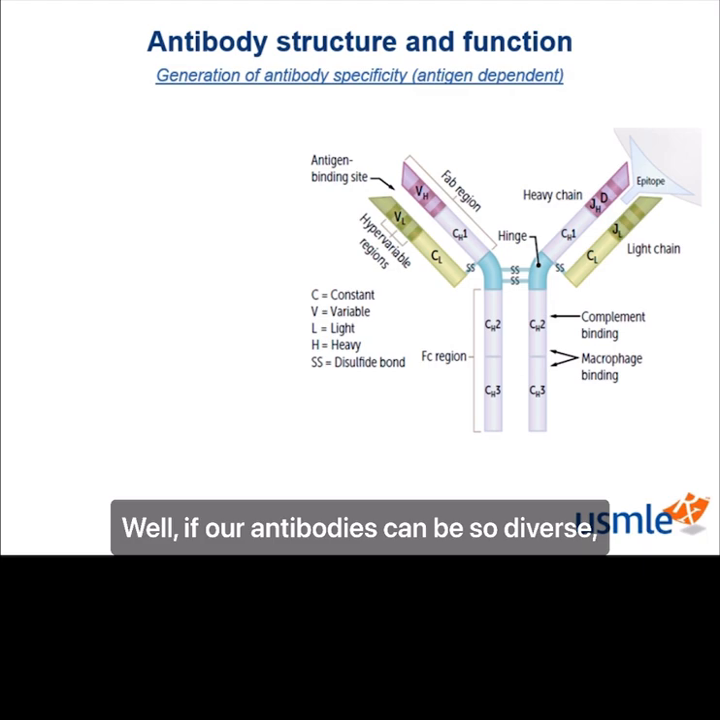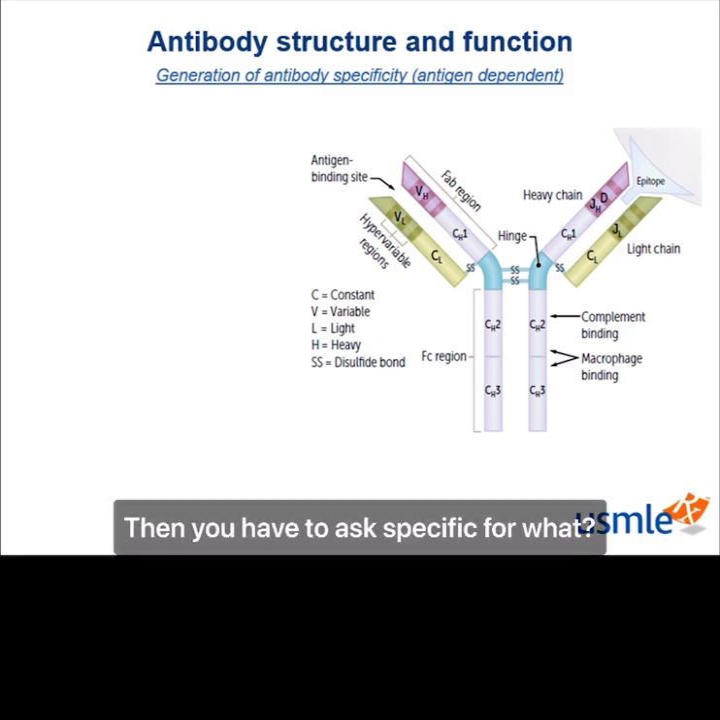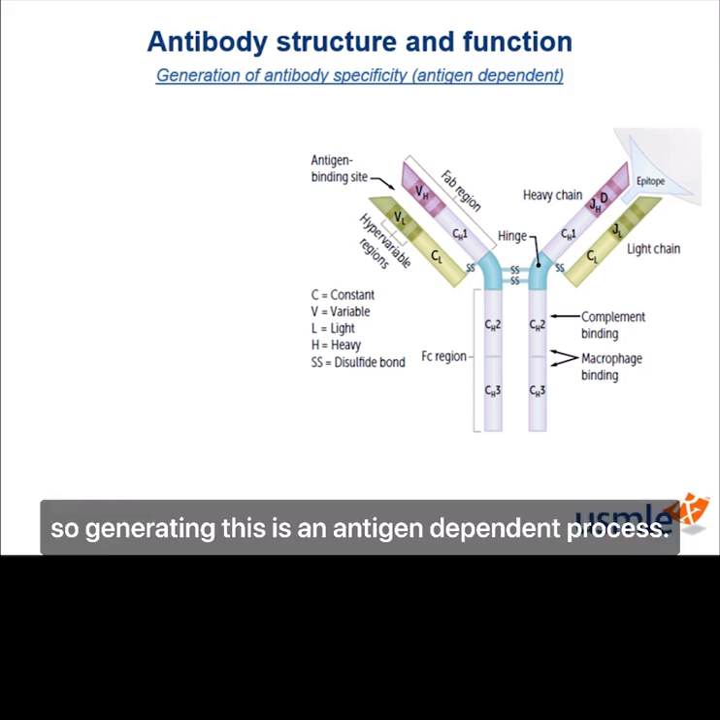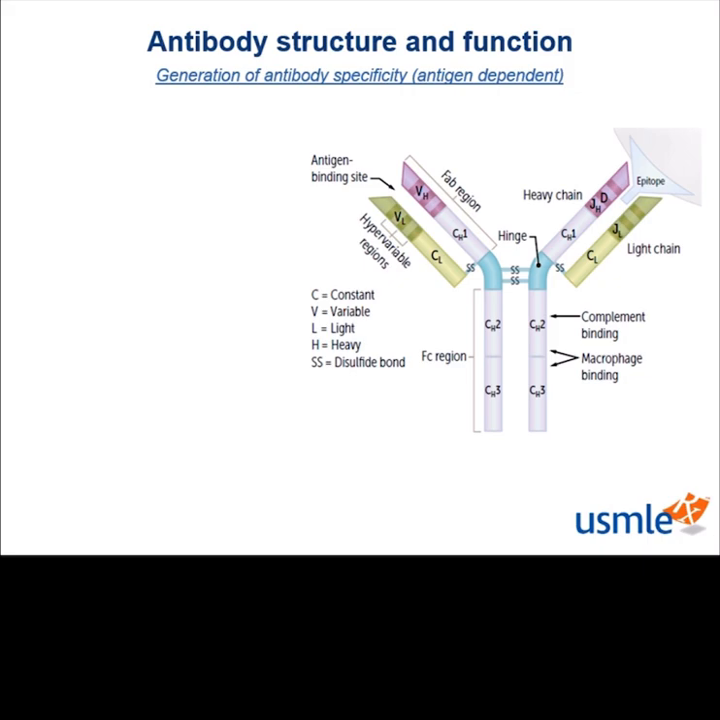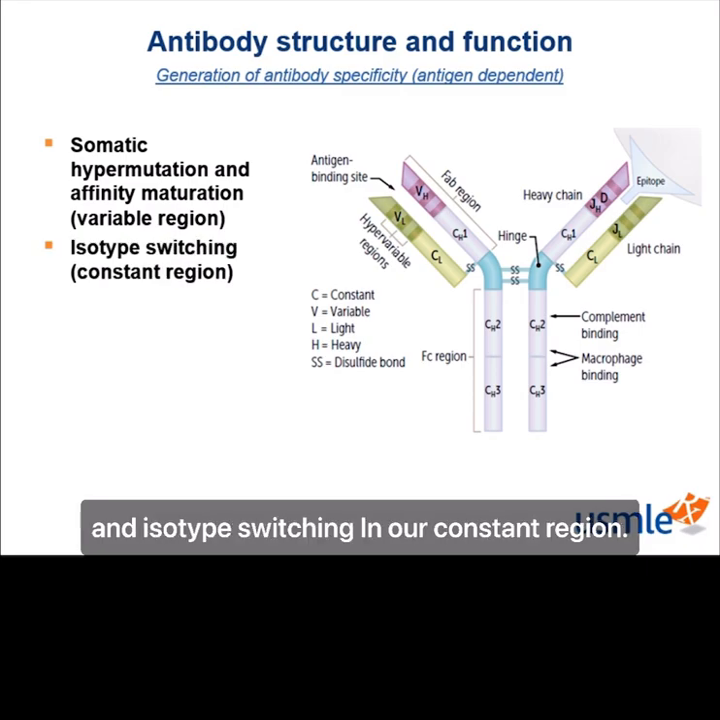Well, if our antibodies can be so diverse, how do we know how to make them specific? Then you have to ask, specific for what? Well, an antigen, of course. So generating this is an antigen-dependent process. This occurs through somatic hypermutation and affinity maturation in our variable region, and isotype switching in our constant region.